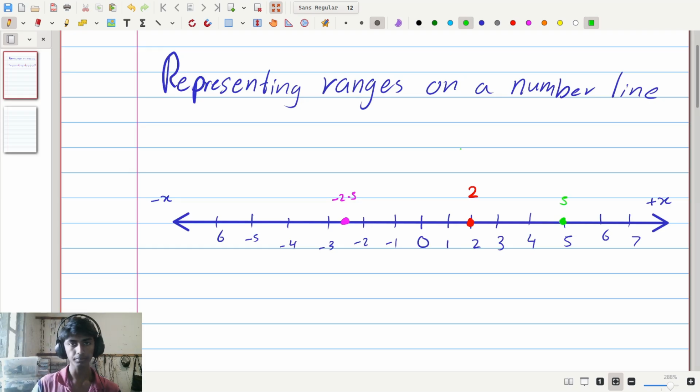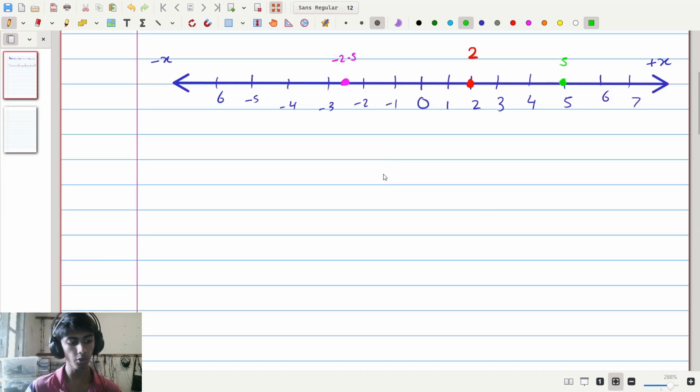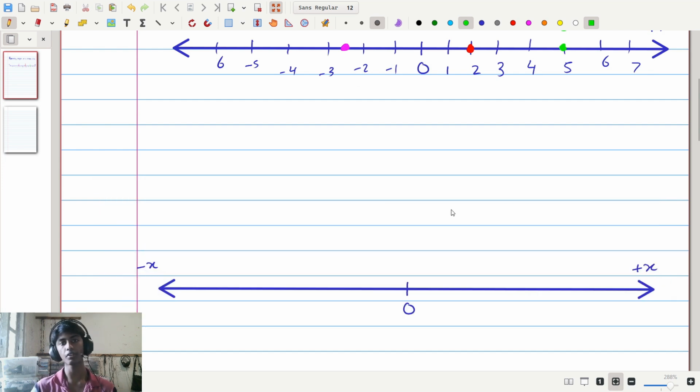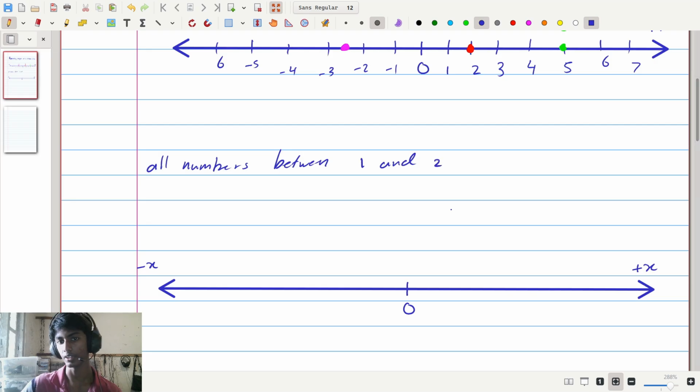So here you can see, with this system of just putting a dot wherever you choose, you can represent single points of numbers. What if instead you want to represent a range of numbers? What if on this number line, let's say I have another number line like this, I want to represent all numbers between 1 and 2, let's say. If I want to represent all of these numbers, how could I do it?